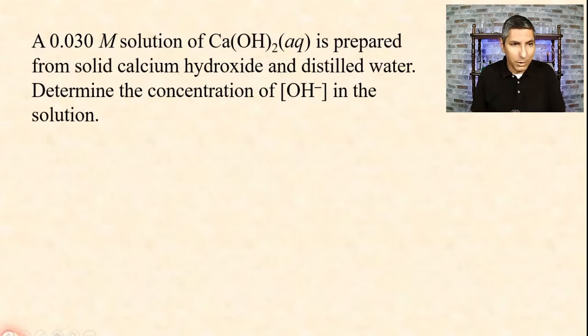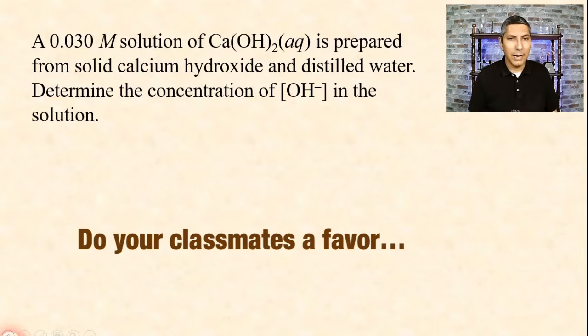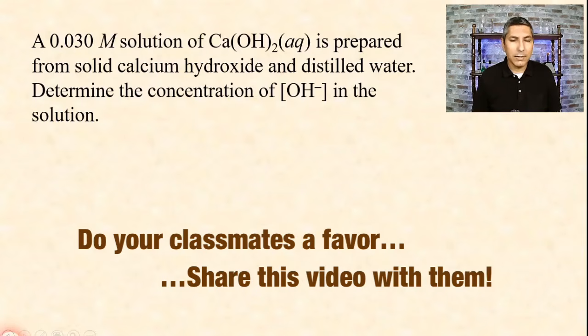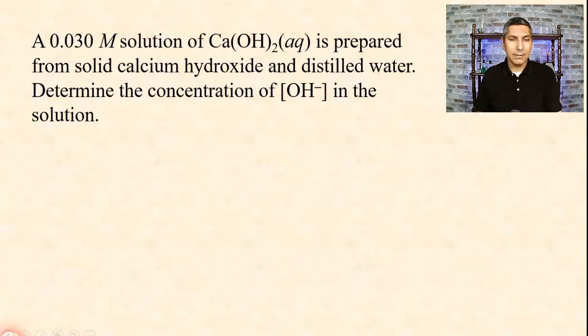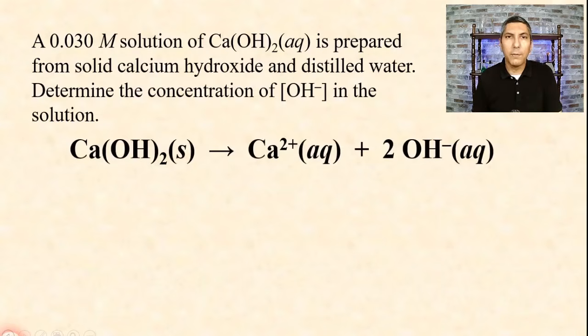Now, let's try an example here. We have a 0.030 molar solution of calcium hydroxide that is prepared from solid calcium hydroxide and distilled water. Determine the concentration of hydroxide ions in the solution. So let's think about this in terms of the balanced equation. We have calcium hydroxide solid that dissociates into calcium ions and hydroxide ions. Notice that there's a 2 right here. And like we said earlier, that 2 is right there because of the 2 that appeared on the reactant side as that subscript.